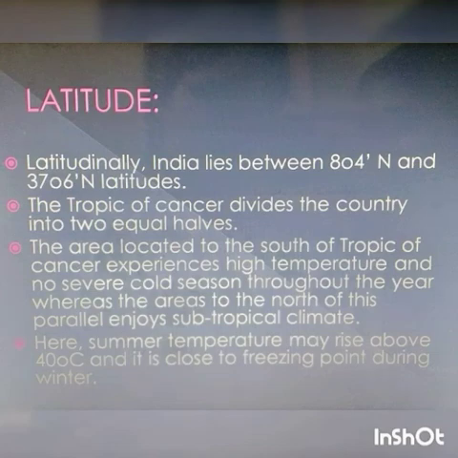Latitudinally, India lies between 8 degrees 4 minutes north and 37 degrees 6 minutes north latitudes. The Tropic of Cancer divides the country into two equal halves. The areas located to the south of the Tropic of Cancer experience high temperature and no severe cold season throughout the year, whereas the areas to the north of this parallel enjoy a subtropical climate. Here, summer temperature may rise above 40 degrees Celsius and it is close to the freezing point during winter.